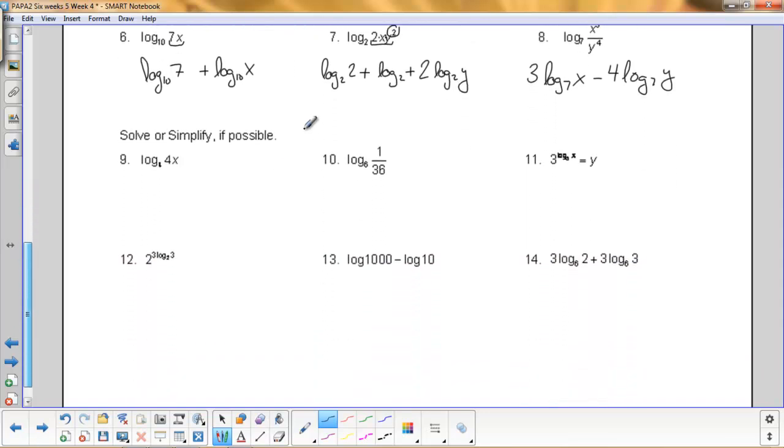Questions 9 through 14 will be simplifying. So we are going to take a look at this by expanding it. So it's log base 4 of 4 plus log base 4 of x. Well, from properties of logarithms, log base 4 of 4 is 1. So that's going to be 1 plus log base 4 of x.